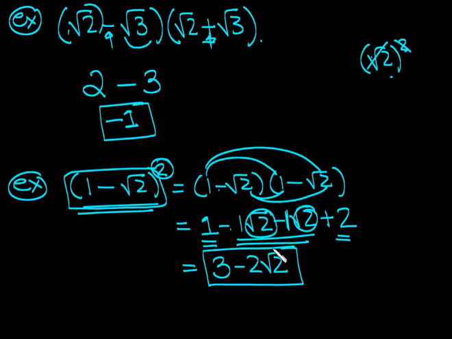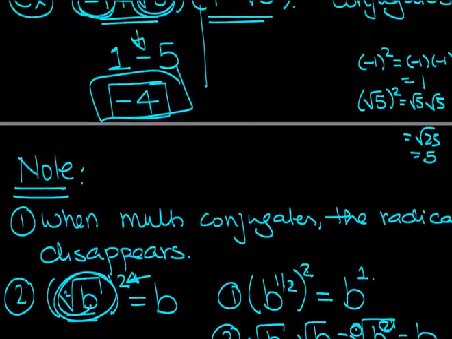Okay, so that's how we multiply radicals. And the last thing we want to do in this section is to divide radicals. So let's do that.